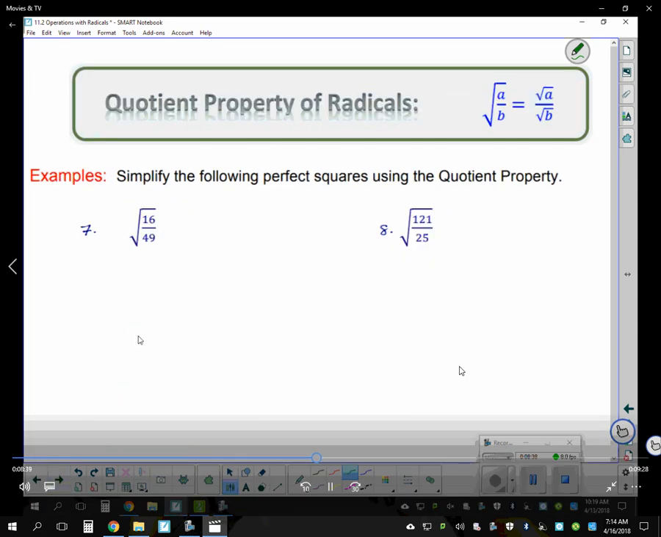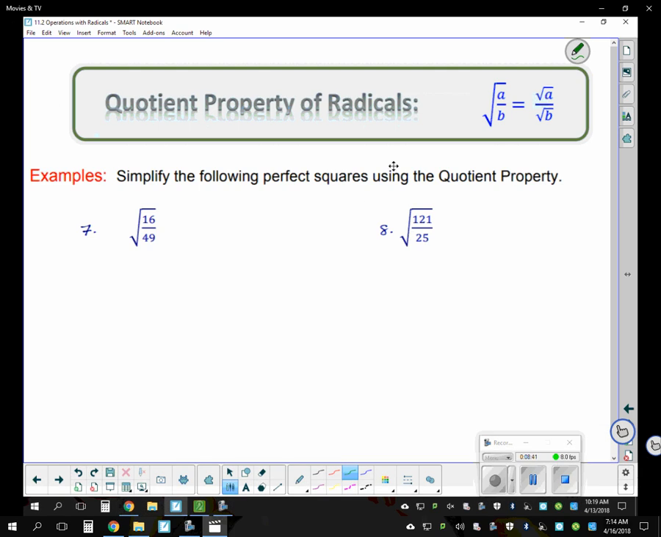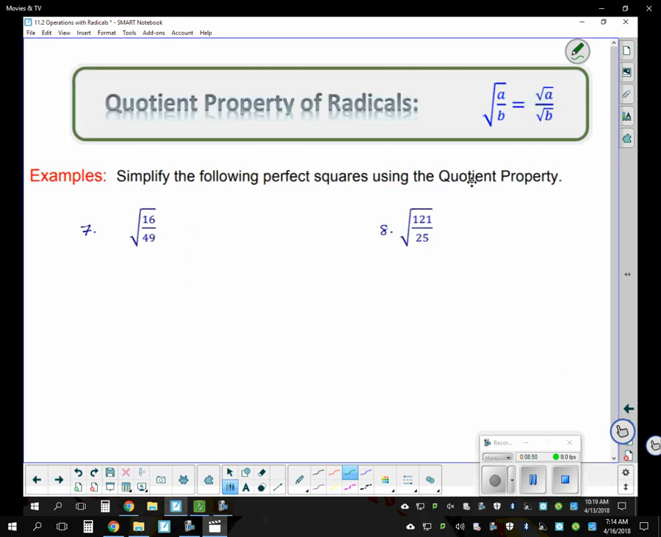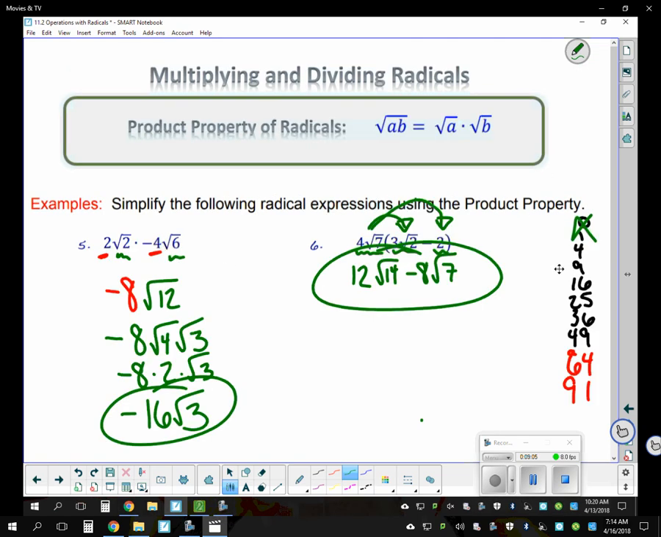You can't. All right, quotient property. So now we're getting into division. Again, you can divide any radicals. They don't have to be like. Same as for multiplication, but different from adding and subtracting. The first thing this quotient property is telling us is that you can separate these into two separate radicals. So this becomes square root of 16 over square root of 49. Well, this is pretty nice because take a look at our list of perfect squares. Let me put it over here on this page.